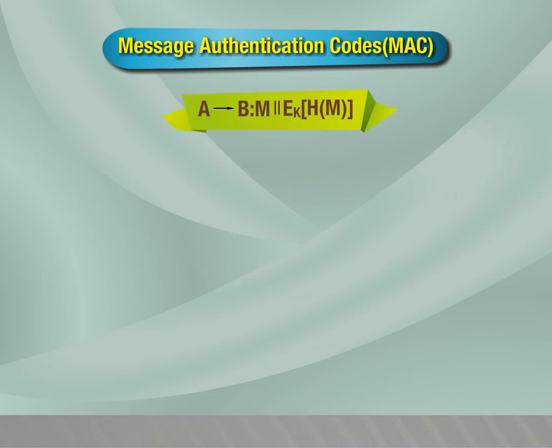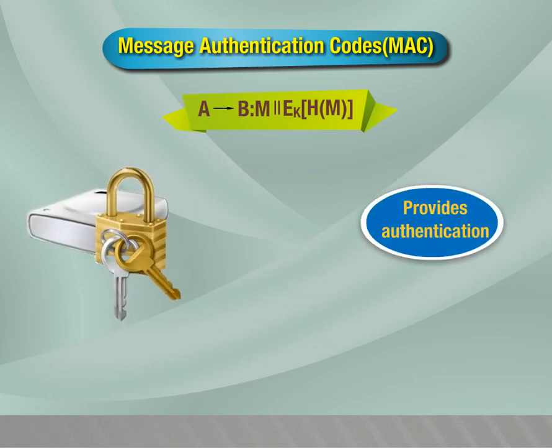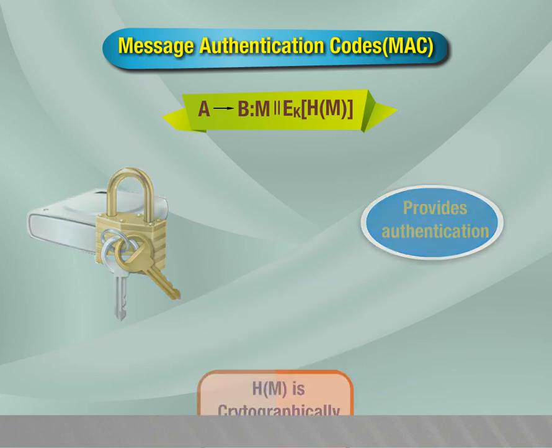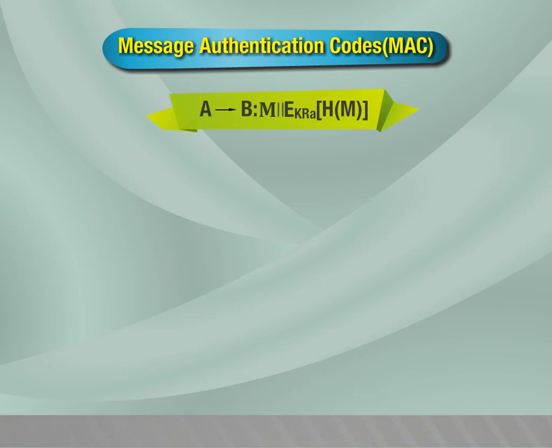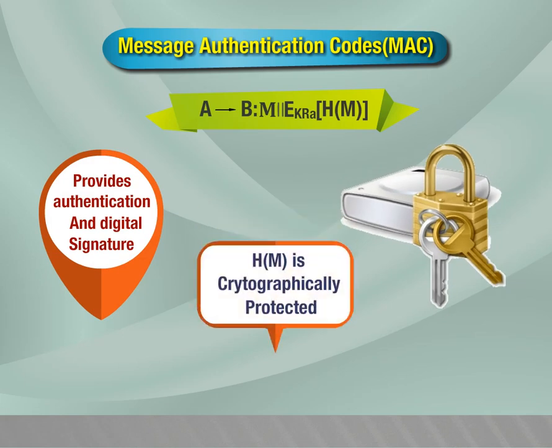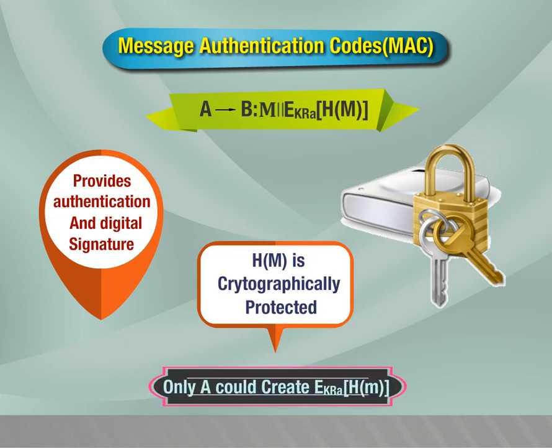A to B: M || E_K(H(M)) provides authentication, since H(M) is cryptographically protected. A to B: M || E_KRa(H(M)) provides authentication and digital signature. H(M) is cryptographically protected, and only A could create E_KRa(H(M)).